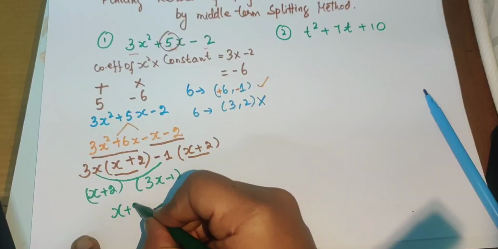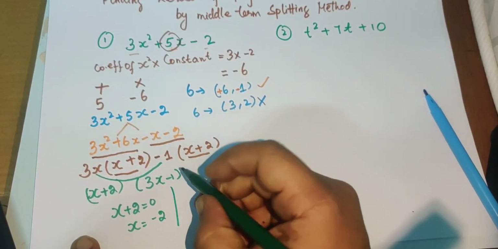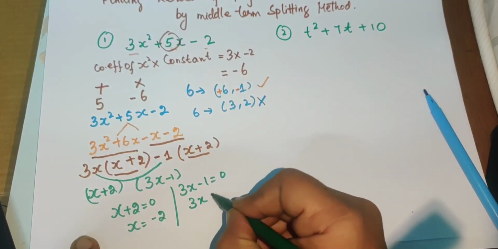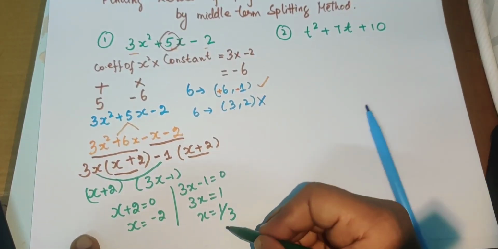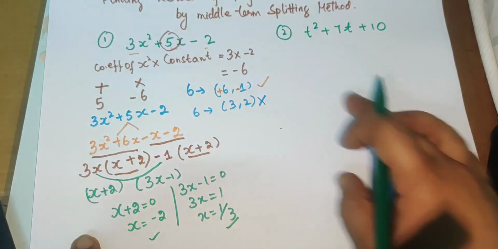So x plus 2 equals 0, so x equals minus 2. Similarly, 3x minus 1 equals 0, 3x equals 1, x equals 1 by 3. That's it. So these two are the zeros of the polynomial 3x square plus 5x minus 2.